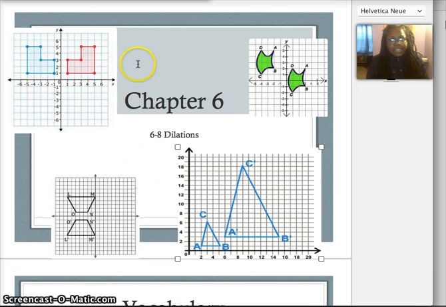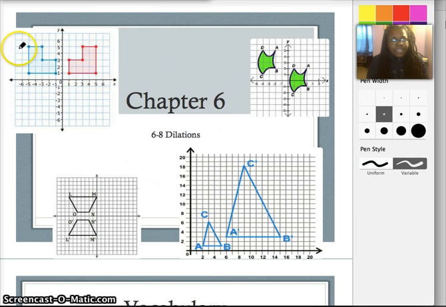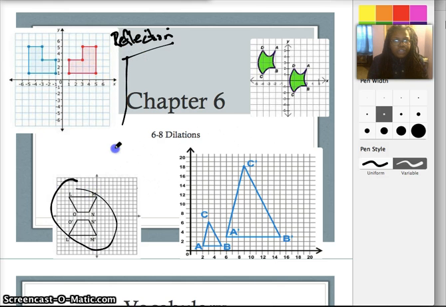If you remember a situation like this, let me get my pen, a situation like this was kind of like looking in the mirror. It's called a reflection. And we dealt with this earlier in the year. So sometimes you can reflect things across the y-axis, or in this case, this is also a reflection. You can reflect things across the x-axis right here.